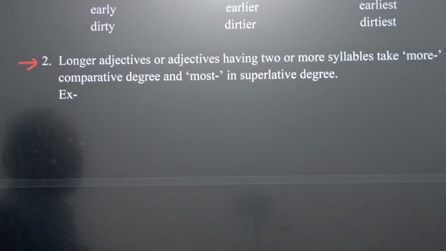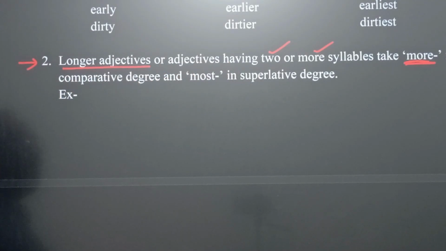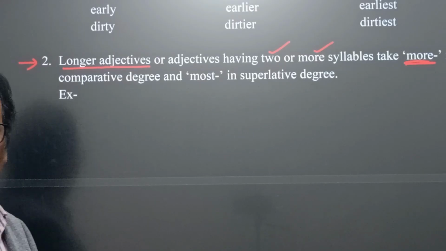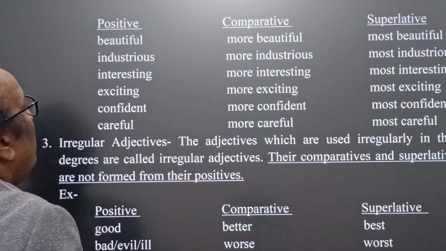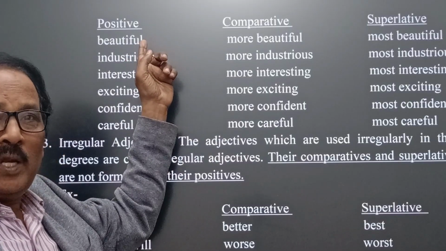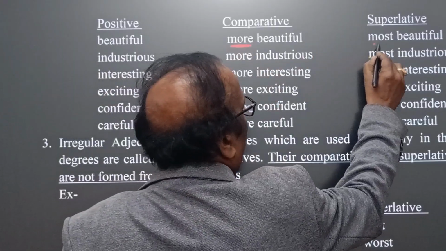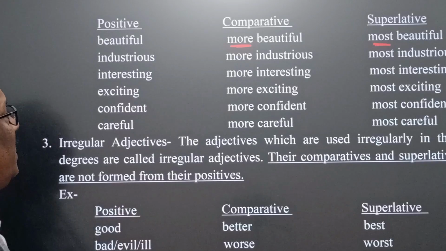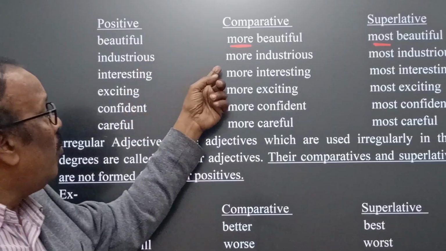Longer adjectives or adjectives having two or more syllables, yes, take more in comparative degree and most in superlative degree. See in examples, the beautiful. Here in this adjective we have beautiful. It is a more than two syllabic word, and here we find more beautiful, most beautiful. Okay, industrious. Here, four syllabic word, more industrious, most industrious.